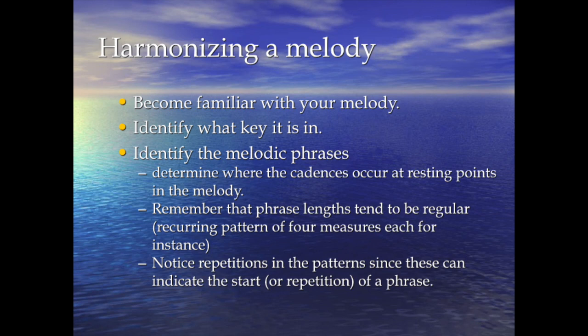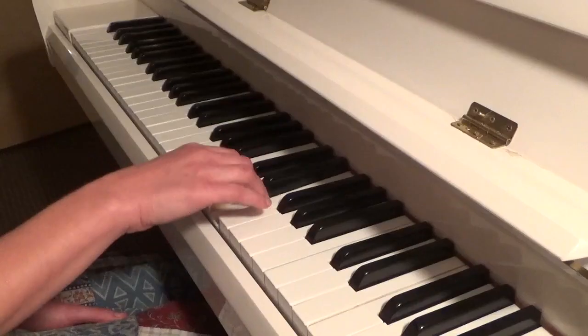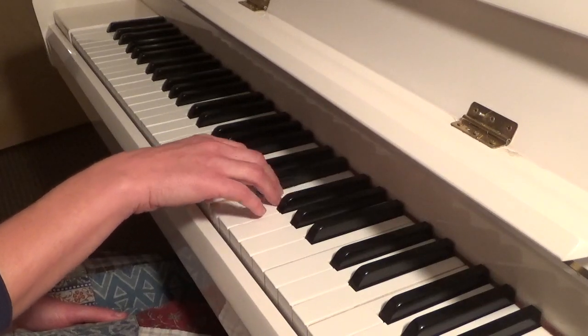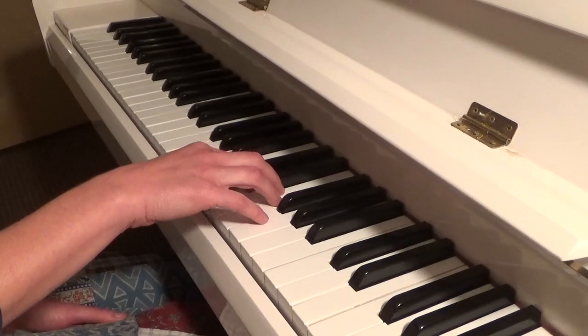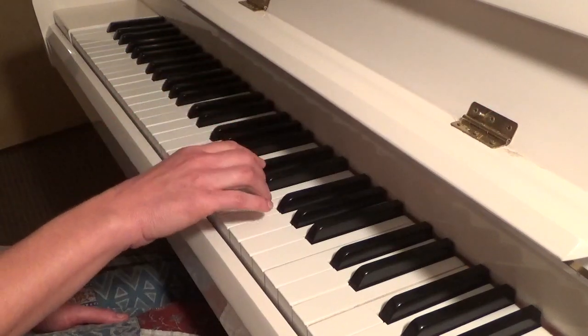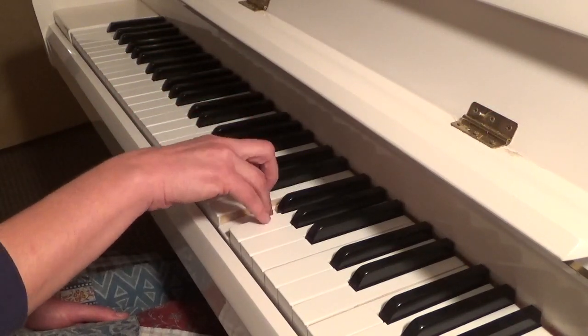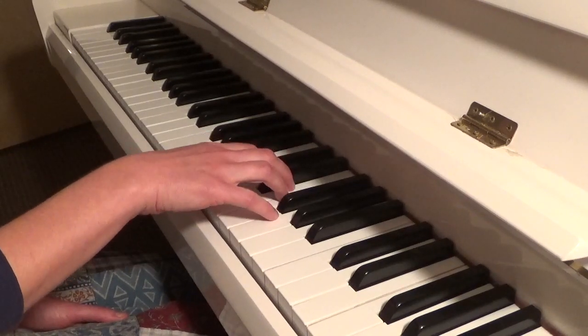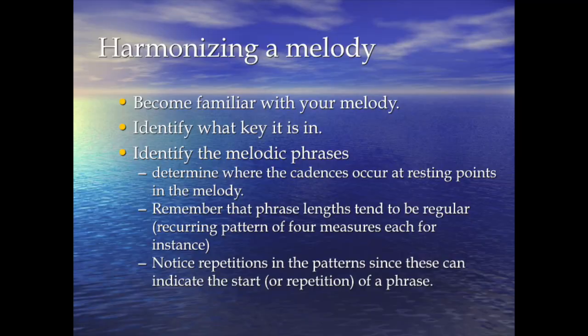Another thing is to stop and identify the melodic phrases that make up your melody. So we want to determine where the cadences occur, where the resting points are in the melody. If we were to look at this Beethoven example, a little bit of a resting point there, and then the pattern starts again, so that's the end of the first phrase. And that's the end of the second phrase.